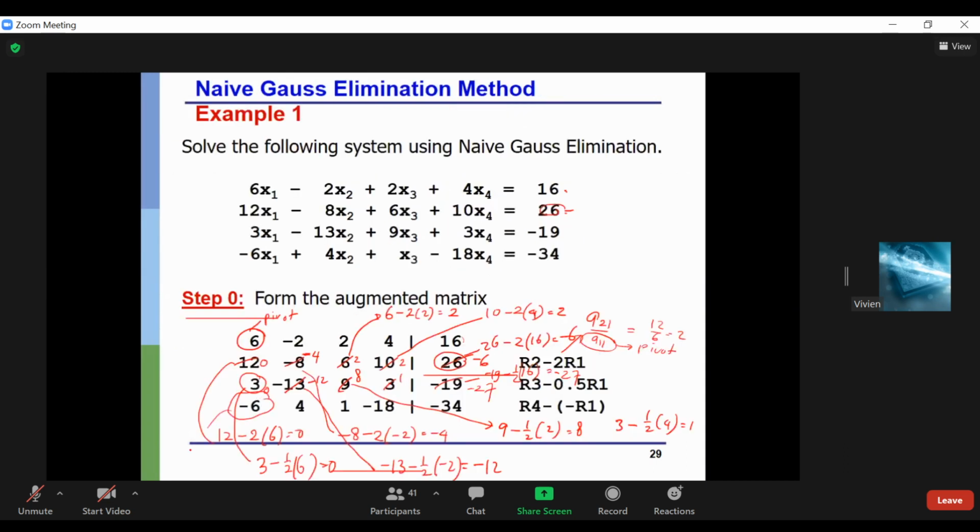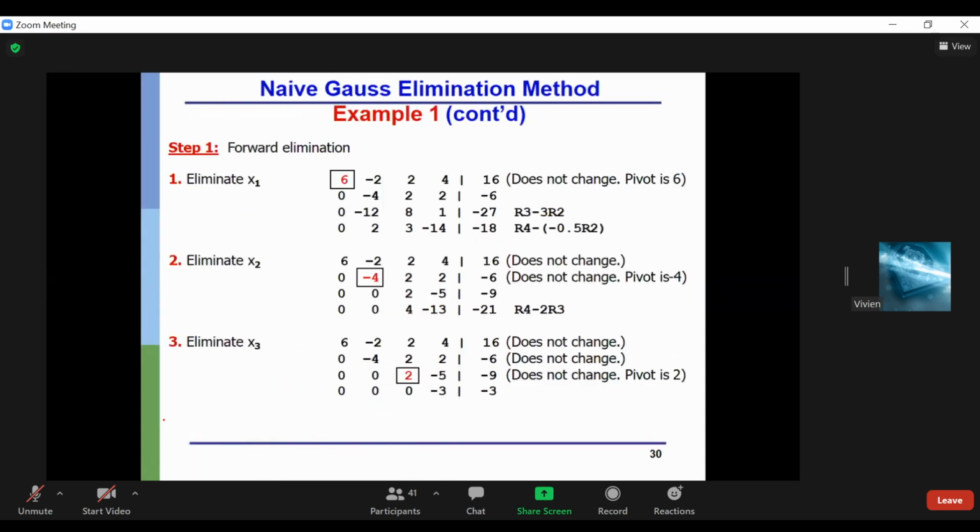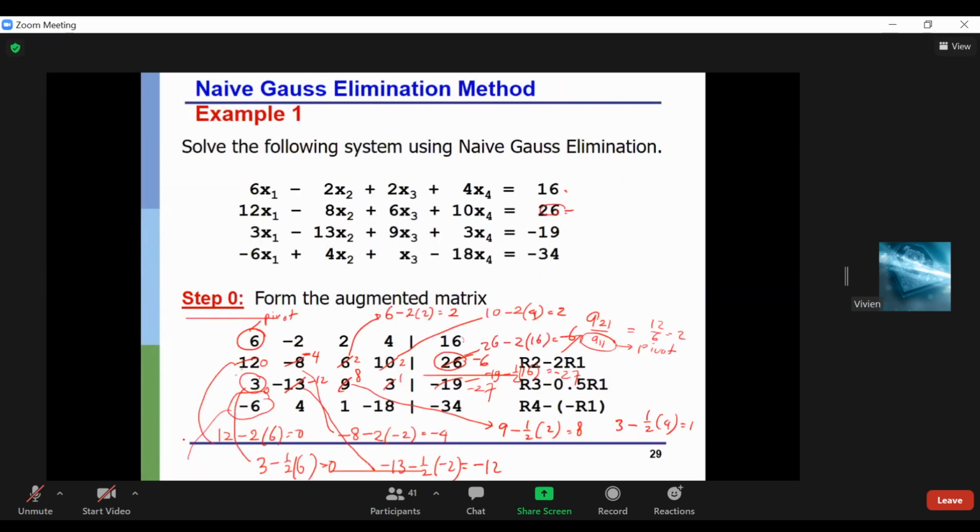Yeah, so to calculate this one, to make that 0, so that will be minus 6 minus the coefficient itself, minus 6 divided by the pivot. So that will be minus 1, or will be positive. Minus 1 is positive. And this is times the first row, so 6. So that will be 0.